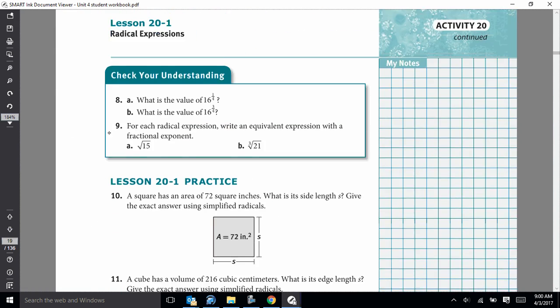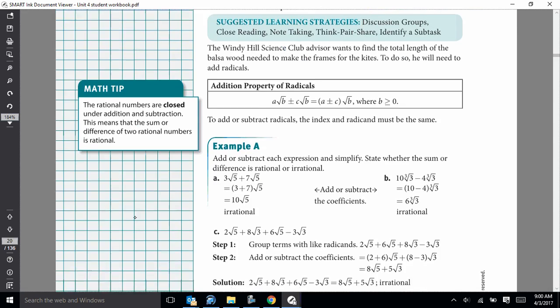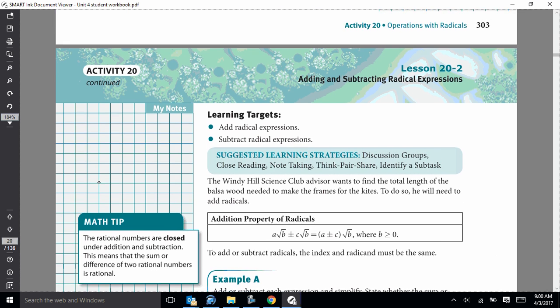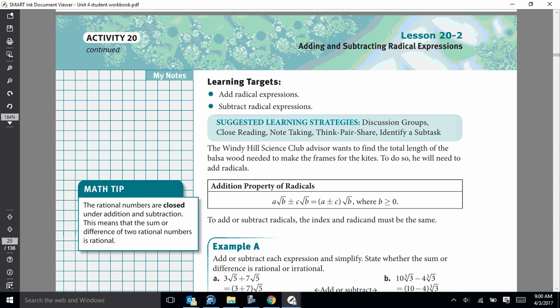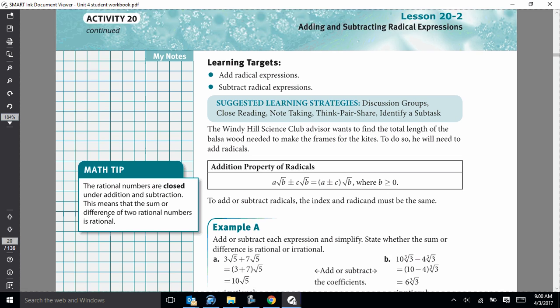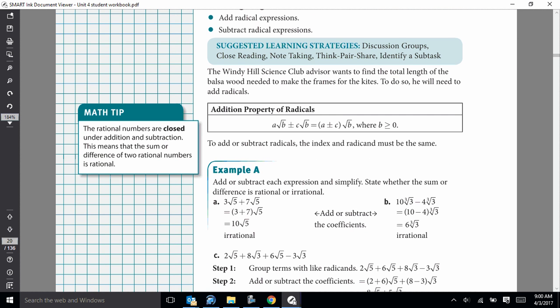That's going to wrap up 20.1. So let's move into 20.2. Here, all of that knowledge that we just worked, we're going to apply to adding and subtracting radical expressions. Again, we're talking with the Windy Hill Science Club advisor, and he wants to find the total length of the balsa wood needed to make the frames for the kites. To do so, he will need to add radicals.